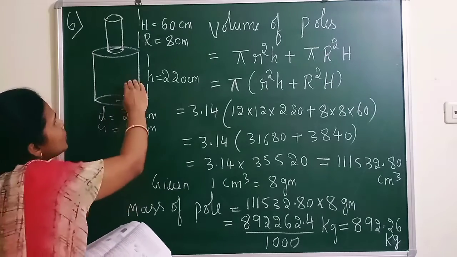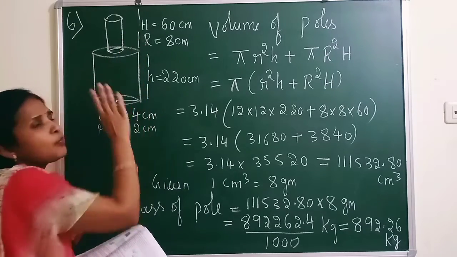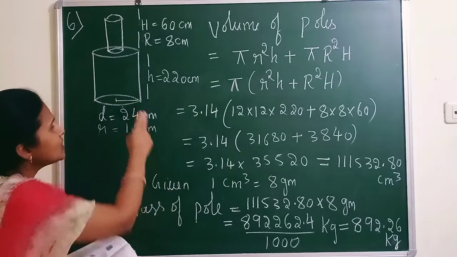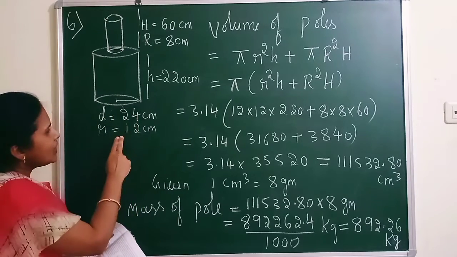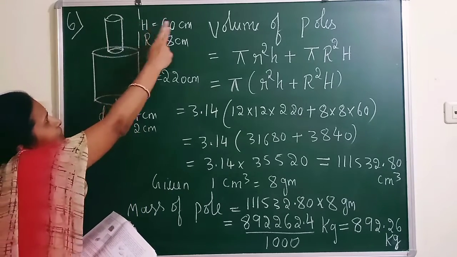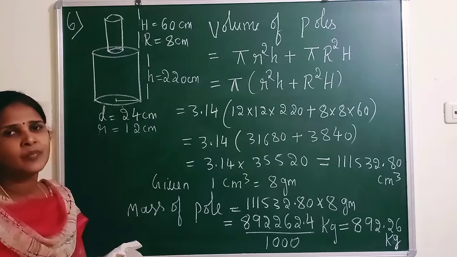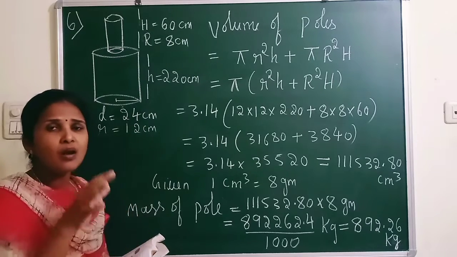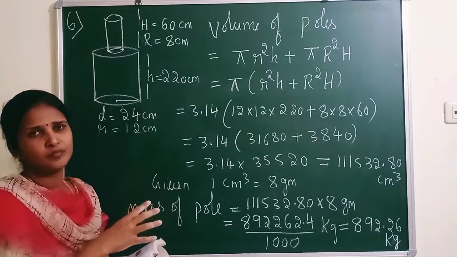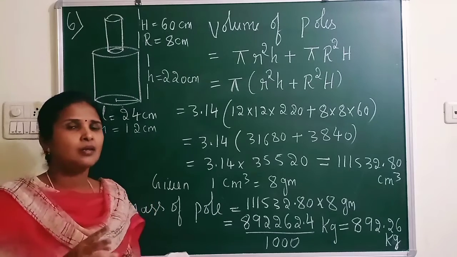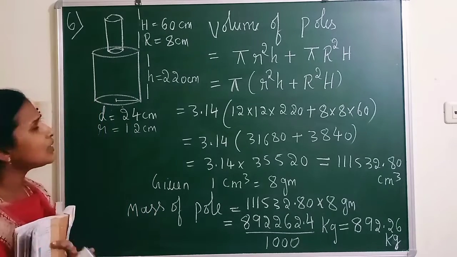This pole is in shape of this, that is, overall pole consists of 2 cylinders. One cylinder with height 220 and radius 12 and another cylinder with height 60 and radius 8. Now I should find the overall weight of this pole. Means it has 2 cylinders. So now for that, so little confusion.